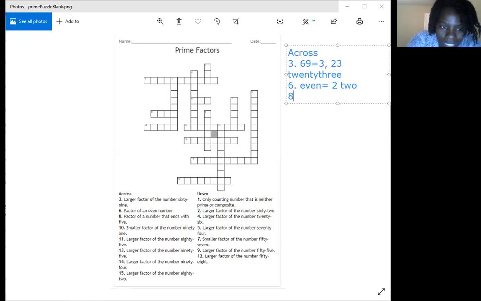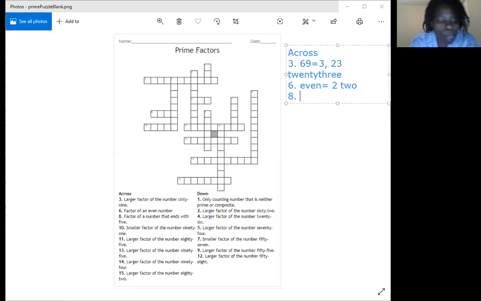Then number 8. I probably should have made them letters instead of numbers. It can be confusing, but that's fine. Number 8 says factor of a number that ends with 5. Okay, so if a number ends in 5, I want you to look at your factor map and look at all the numbers that end in 5. What is the common theme of this? What factor do they always have?